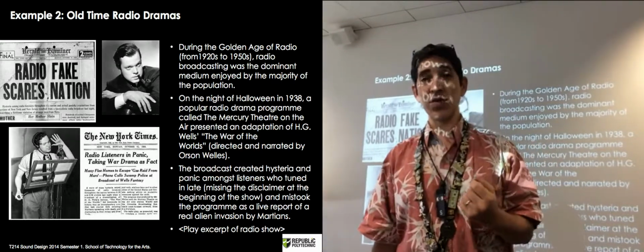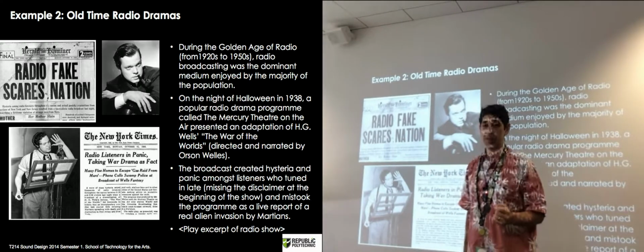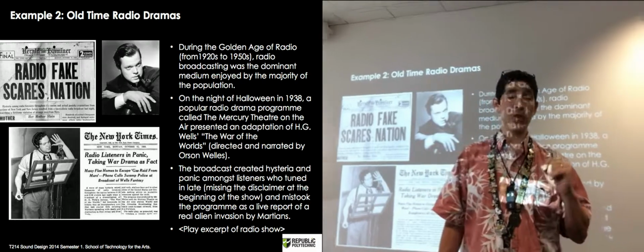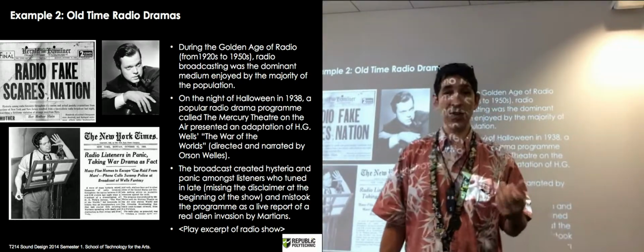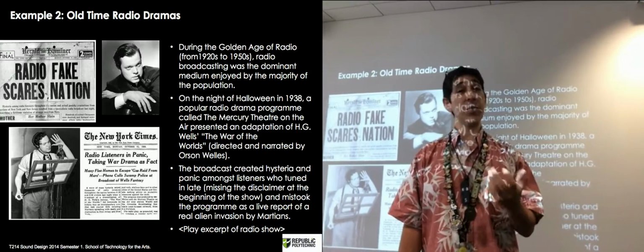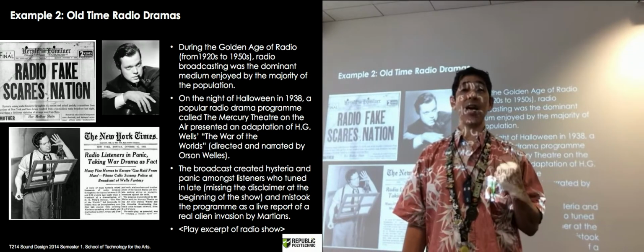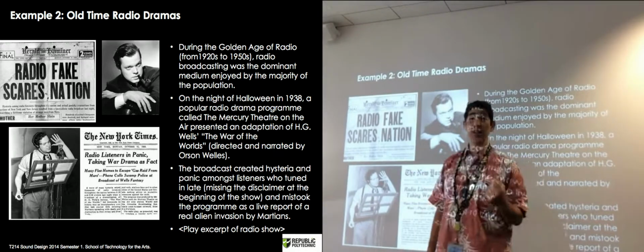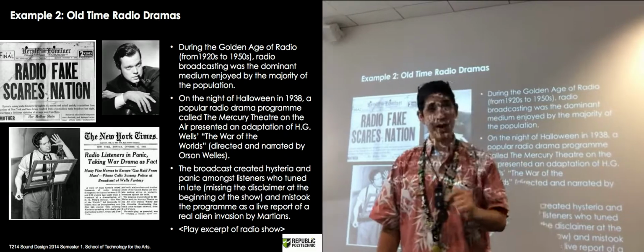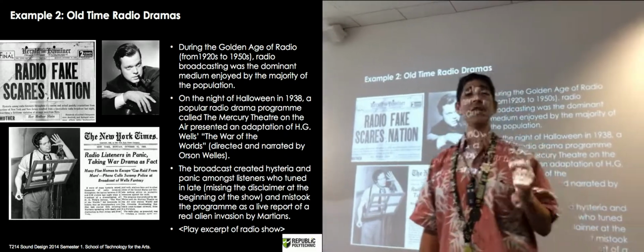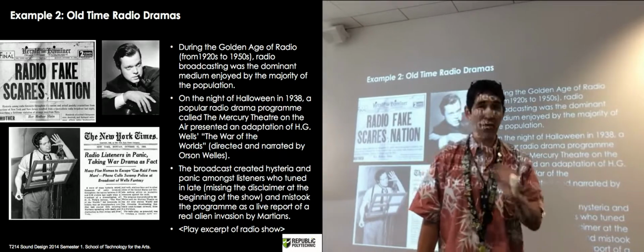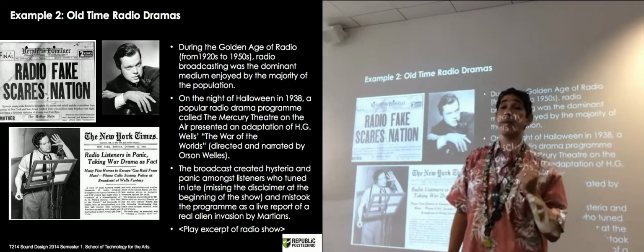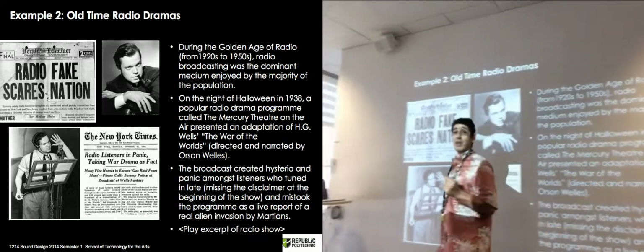So one of the most popular was called The War of the Worlds, and it was done by Orson Welles. When this show first was broadcast, there was a disclaimer saying it was just a radio show. However, many people tuned in late, and they actually thought that this was a real newscast. It was so convincing. It sounded like a newscast. All the sounds were there. The type of narration was there. The type of sounds that they were expecting, everything was there. And so they thought it was a real newscast of an alien invasion. That's how powerful radio and sound can be.